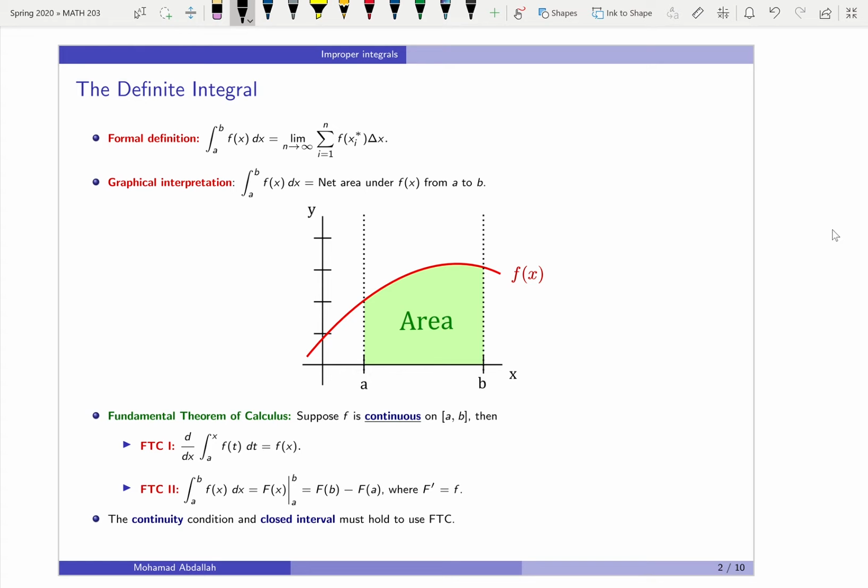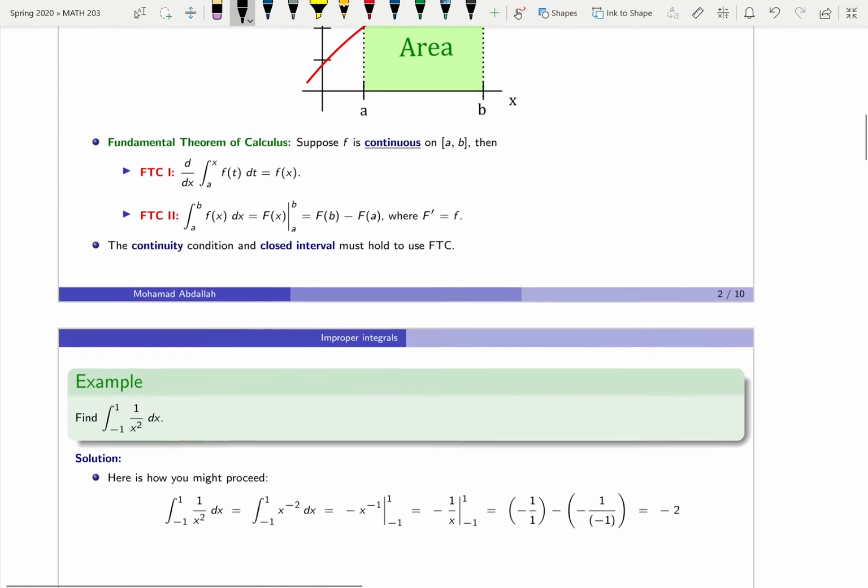So first we were finding the sum, and then we take the limit, and also we can calculate the area if the shape is nice, like if it's a triangle, or if it's a half of a circle, or if it's a rectangle. And then we use the fundamental theorem of calculus to be able to use the antiderivative to compute these definite integrals. Okay, so the continuity was a necessary condition, and we were computing this over a closed interval. So let's consider the following problem.